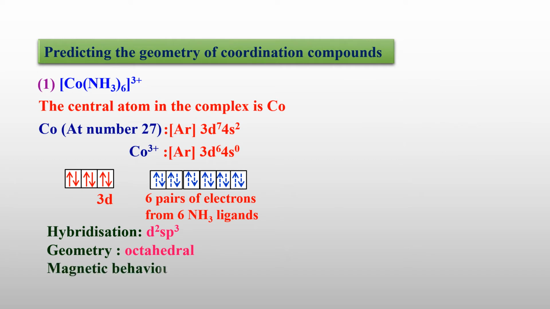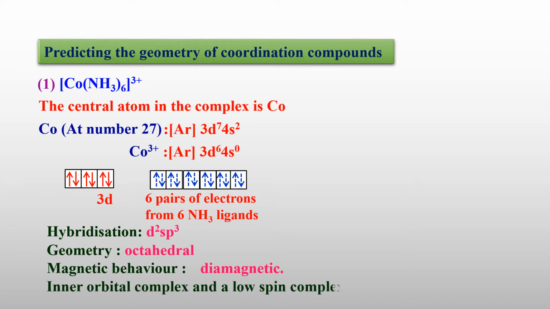Now the magnetic property, or magnetic behavior, we also have to see. Whatever hybridization state you have written, see whether any unpaired electrons are present. If it is completely filled, then it is diamagnetic. If it has unpaired electrons, then it is paramagnetic. Now it is completely filled, so it is diamagnetic in nature. The ligand electrons enter the inner d orbitals. That's why it is an inner orbital complex.